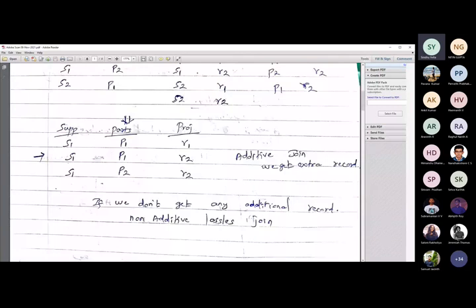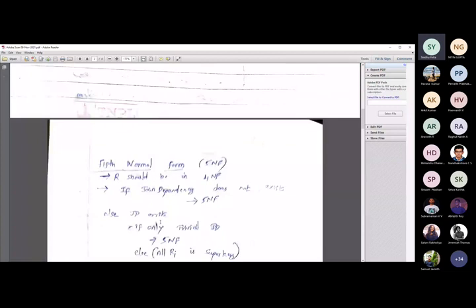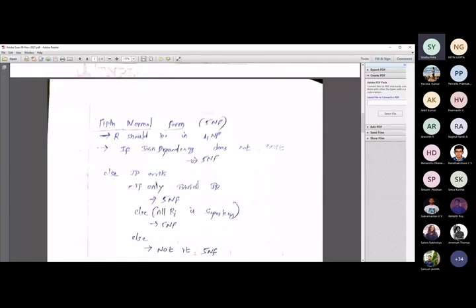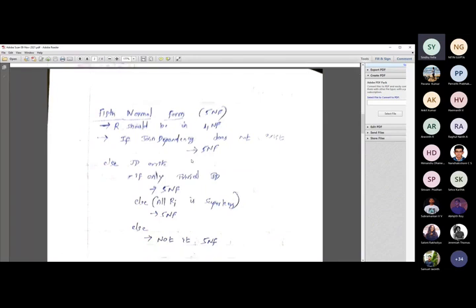So for a relation to meet the requirements of fifth normal form, the relation should be in 4NF, and there should exist no join dependency. So if join dependency does not exist, we say that the particular relation is in 5NF. Else, if join dependency exists, only if there is a trivial dependency, or all fragmented relations Ri are a super key, then we say that the relation is in 5NF.